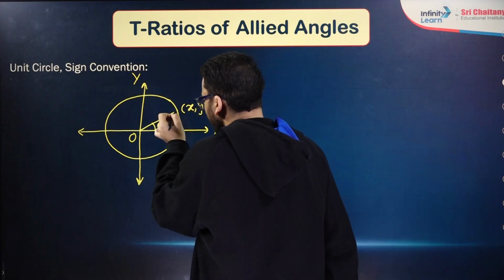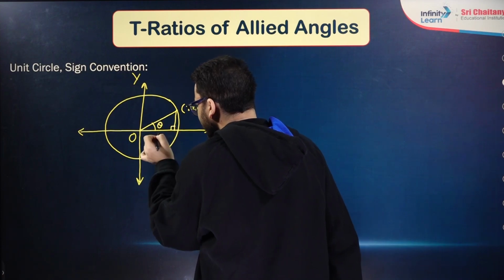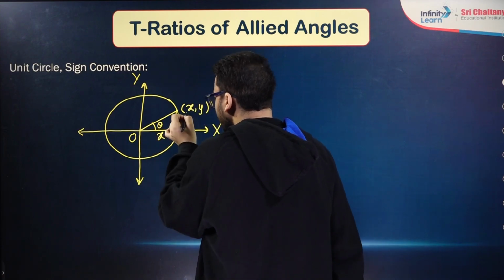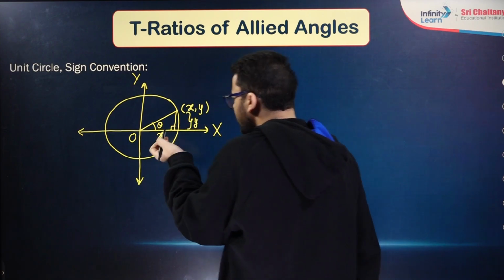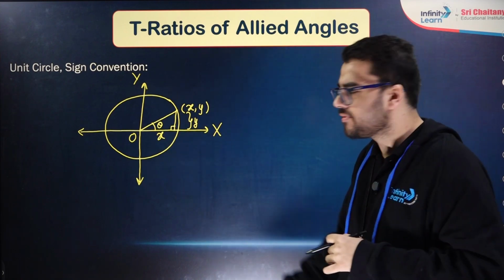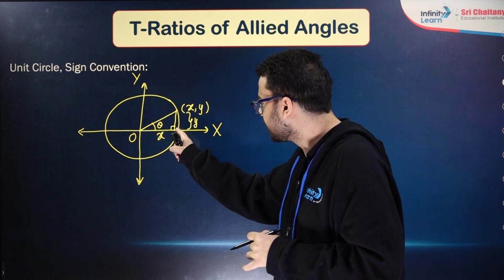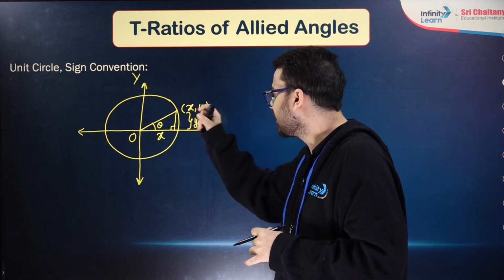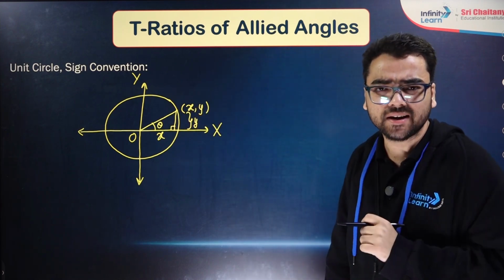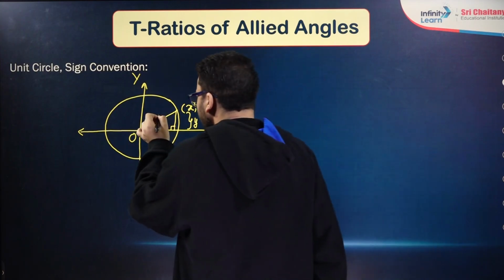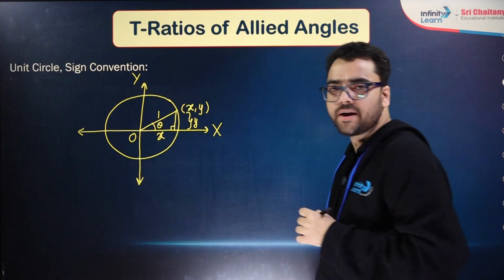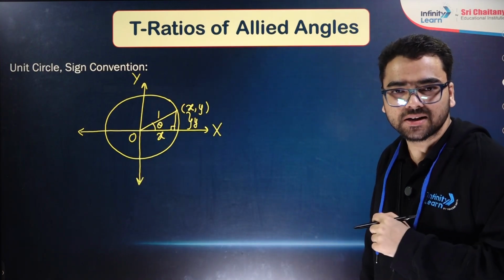Correct? So if you draw perpendicular over here, we can say that this is x units and this is y units. You can think the other way around as well, that we are taking a right angle triangle where this is x units and this is y units. So the coordinates of this point are x comma y. You can think like this as well. And you see the hypotenuse is of 1 unit length because it's a unit circle.